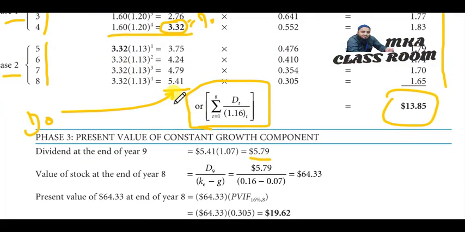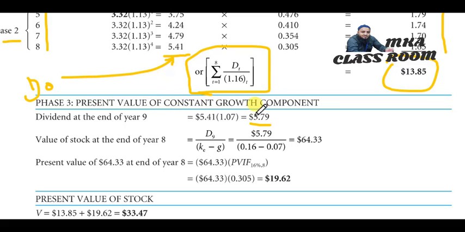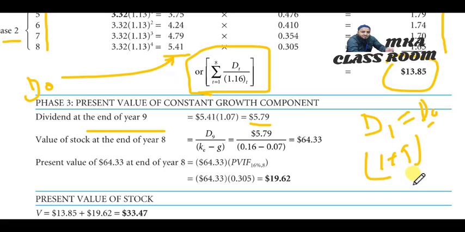After that, third phase, present value of the constant growth. So there is the constant growth. At the end of year 9, our dividend should be treated as d1 equal to d0 times (1 plus g). So d0 should be treated as 5.41 times (1 plus g). Here our constant growth rate is 7%, so that should be 5.79.